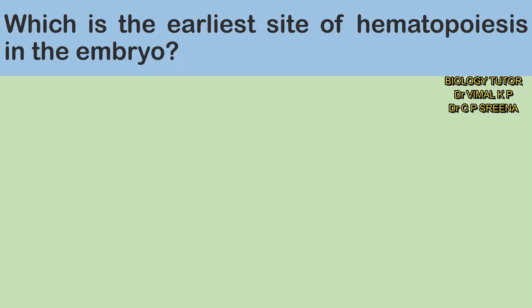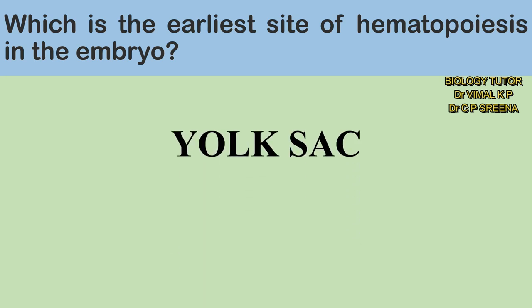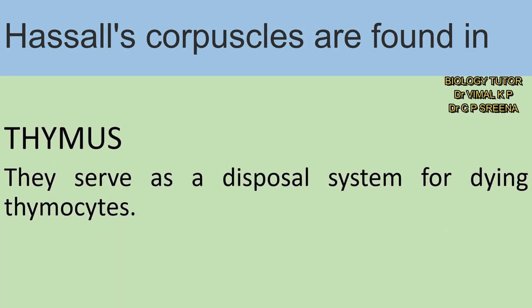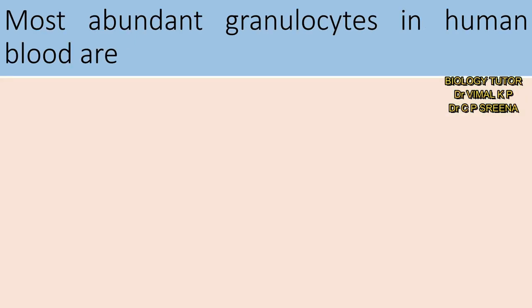First question, which is the earliest site of hematopoiesis in the embryo? Answer is yolk sac. Hassall's corpuscles are found in thymus. They serve as a dispersal system for dying thymocytes. Answer is thymus. Next question.